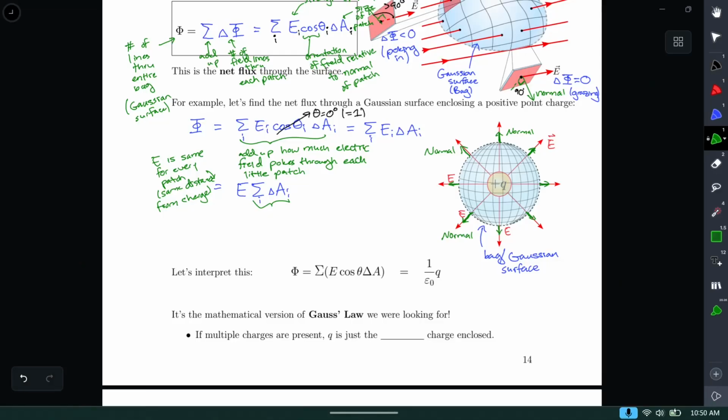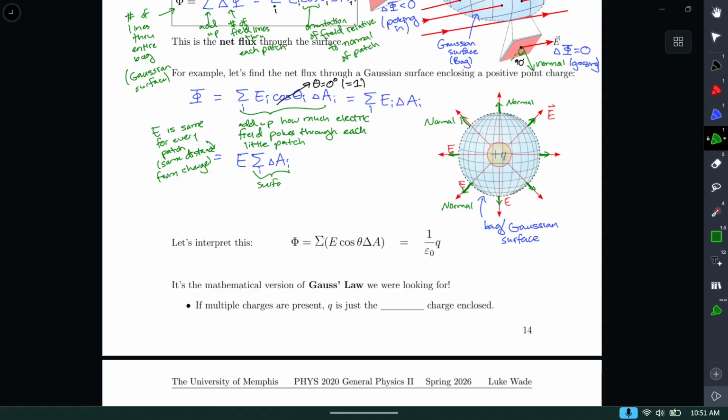I'm just saying if I take each of these little areas, I add them all up over the entire surface, that's just the surface area. That's the area of that sphere. So this is the surface area of the bag. And we know how to find that for spheres.